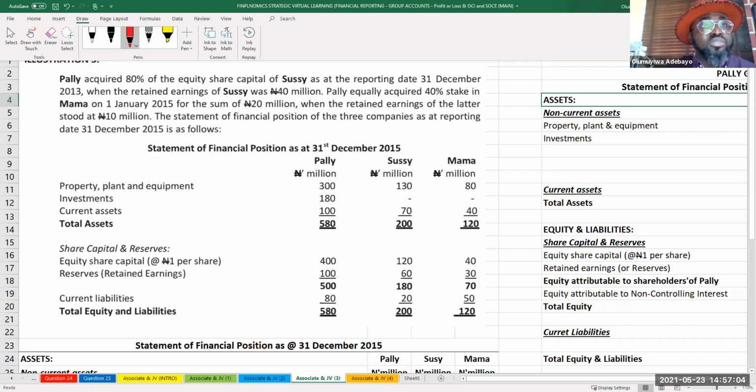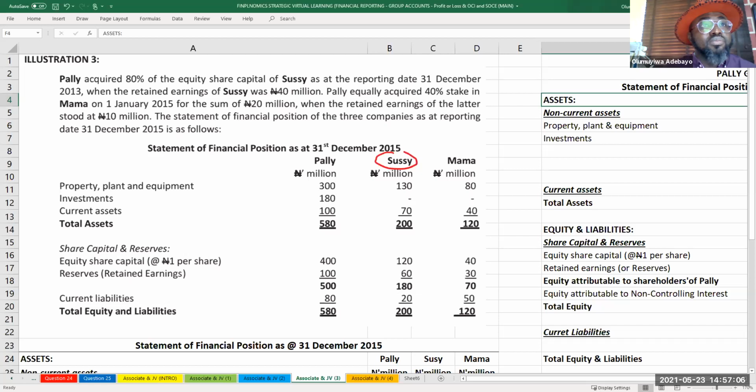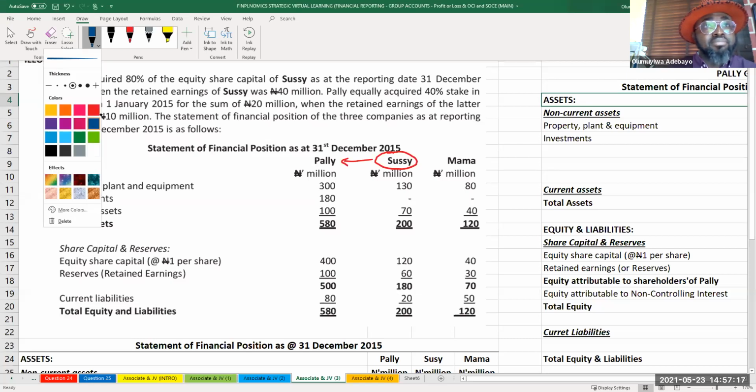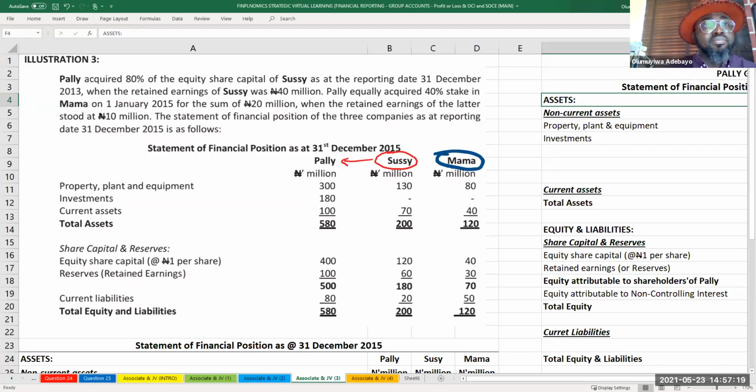Who is Susie to Pali? And who is Mama to Pali?